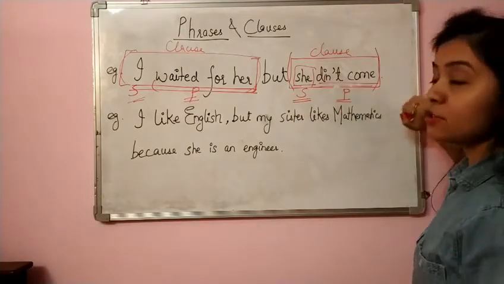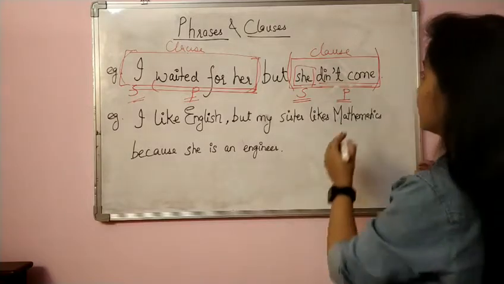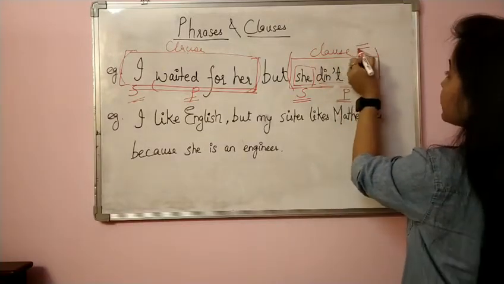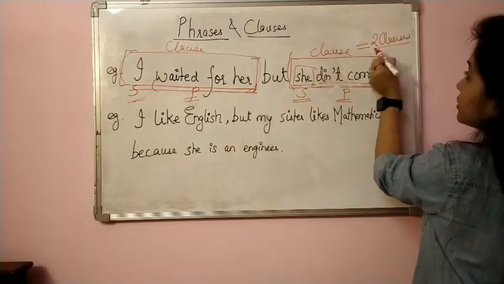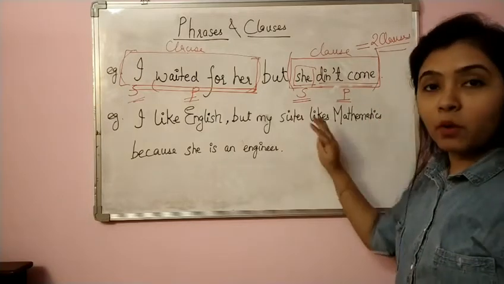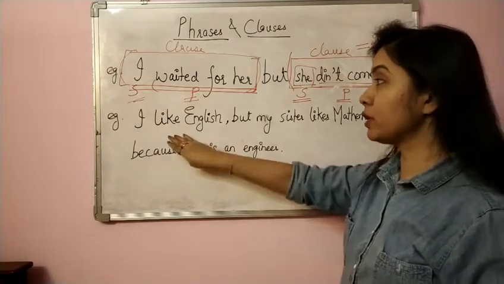So this sentence, I waited for her but she didn't come, is a sentence which has 2 clauses involved. So this is an example of a sentence which has 2 clauses. It has two clauses, right? I hope you all understood. Now moving on to the next example.